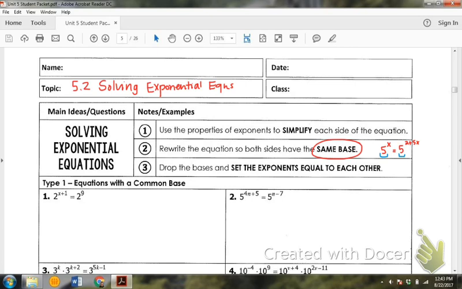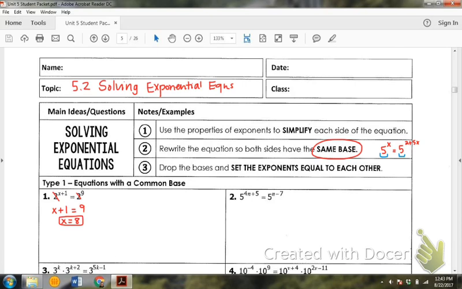So if you're looking at example 1, notice that they both have a 2, right? So your bases are the same. So when your bases are the same, you're able to just cross them out, drop the bases, and the exponents drop down to be the actual problem. So then you have x plus 1 equals 9. That's super easy, right? We get x to be 8.